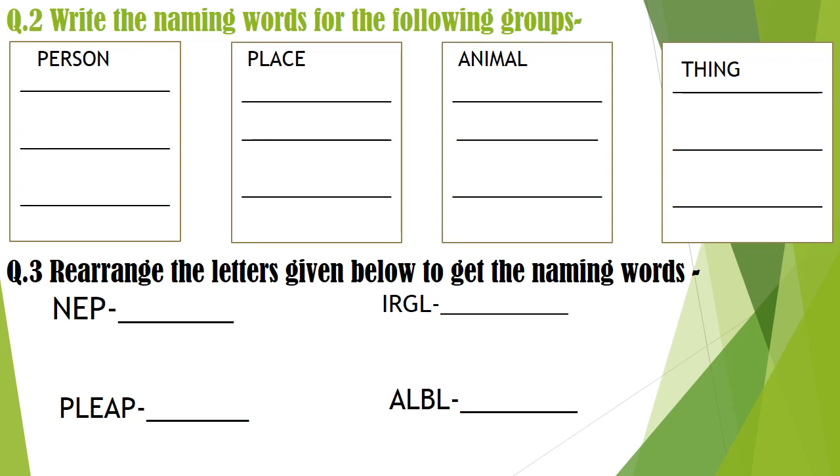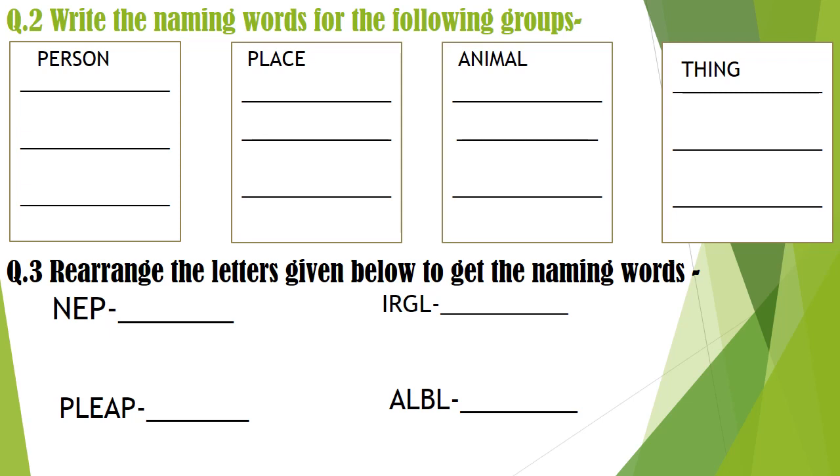Question 2 is write the naming words for the following groups. These are the 4 groups: person, place, animal and a thing. We have already done these type of exercises in our previous lectures. Now this time you have to write down by yourselves. See, the first column is person. You have to write down the name of any 3 persons. Place, place means जगह के नाम, person means लोगों के नाम. Now you have to write down the three places names. You can write down any 3. There are many examples around you.